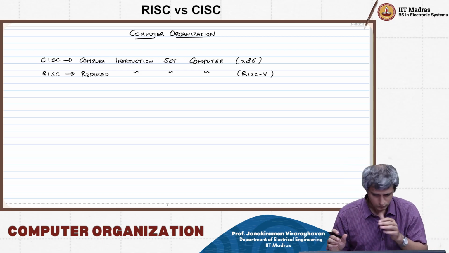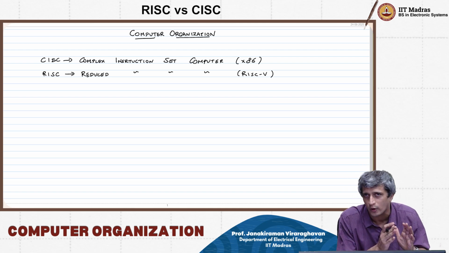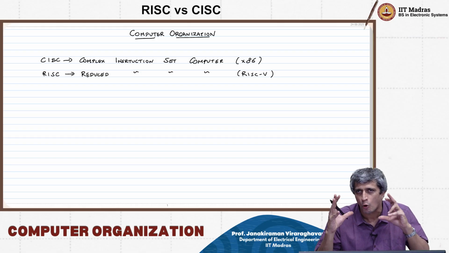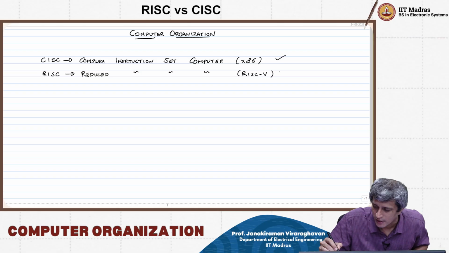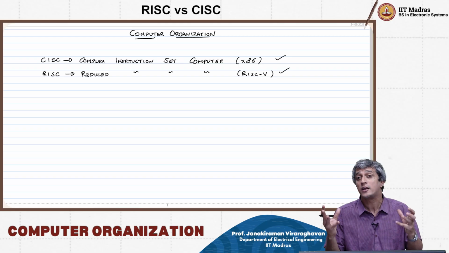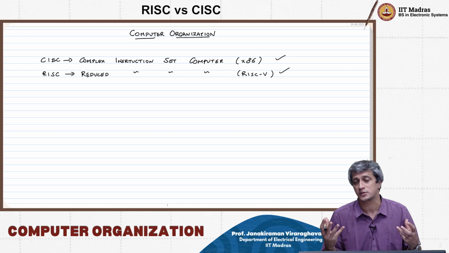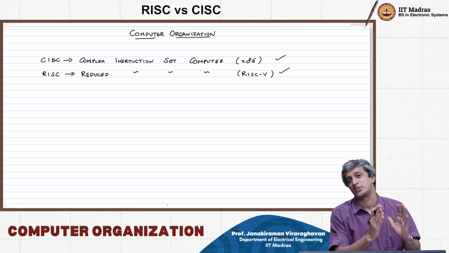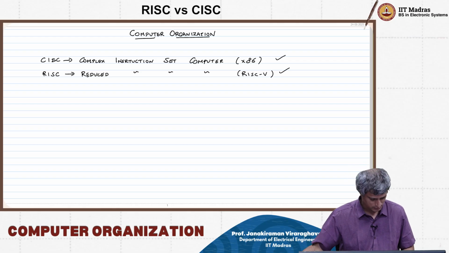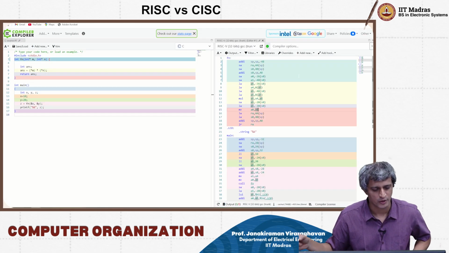Okay. So how are we going to do this? As usual, we are going to go back to our C program. We are going to compile it and then compare the output of both x86 and RISC-V and understand how these two very different assembly instruction set computers can still handle the very same C program at an execution level. So let's go to our example.